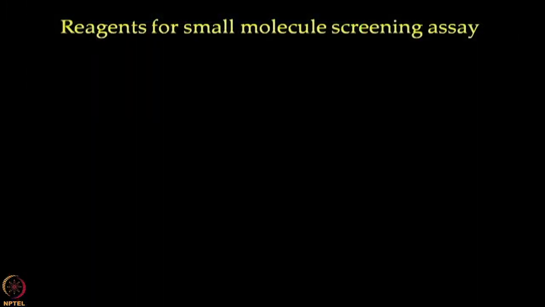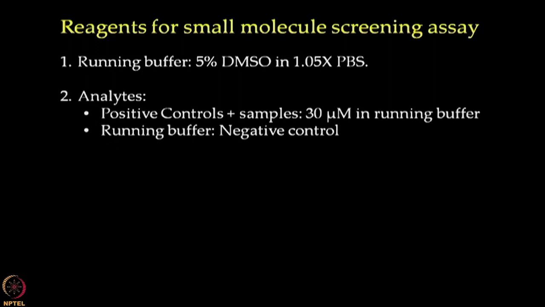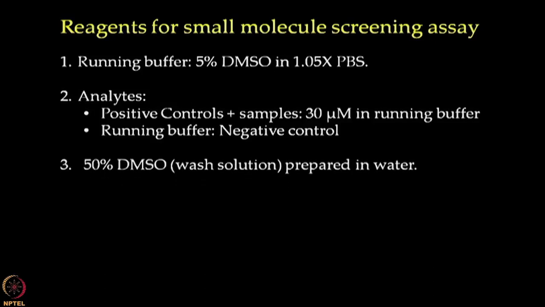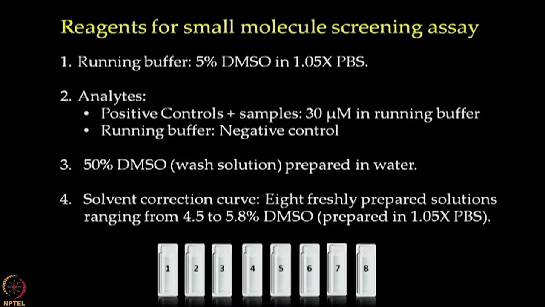As per the volumes listed in the table, we will prepare the following samples and reagents. Running buffer will be 5% DMSO in 1.05x PBS. Positive controls and samples at 30 micromolar concentration in running buffer, and running buffer will be used as negative control. A wash solution is prepared with 50% DMSO in water, and lastly 8 freshly prepared DMSO solutions ranging from 4.5% DMSO to 5.8% DMSO are prepared for solvent correction.